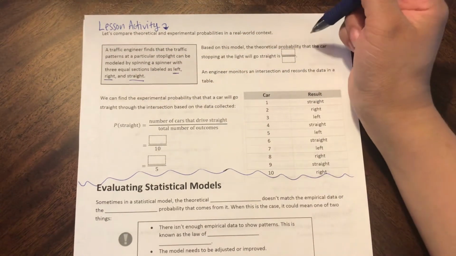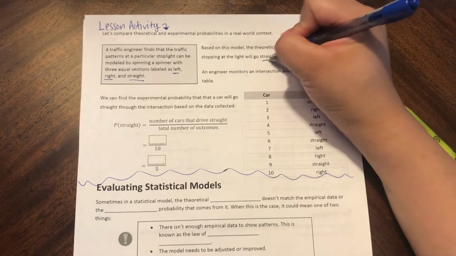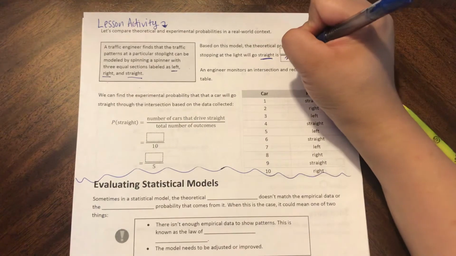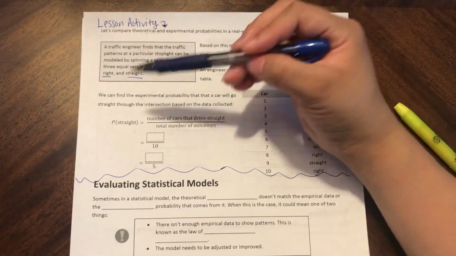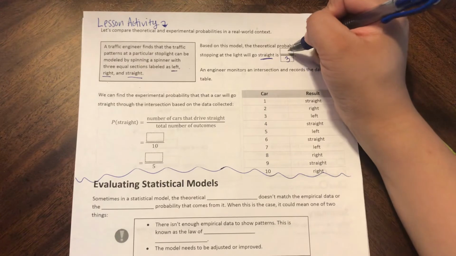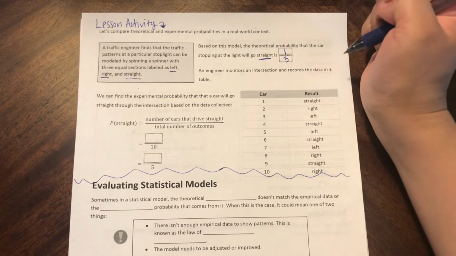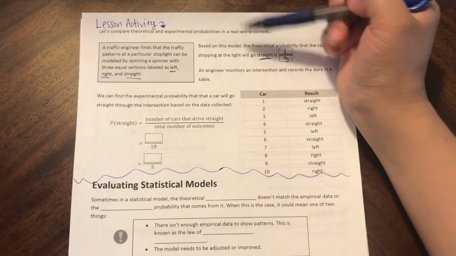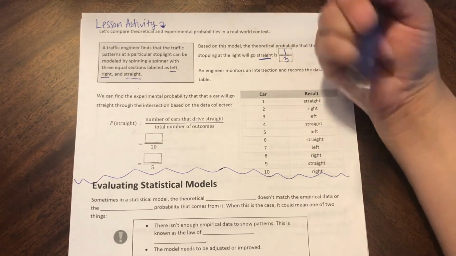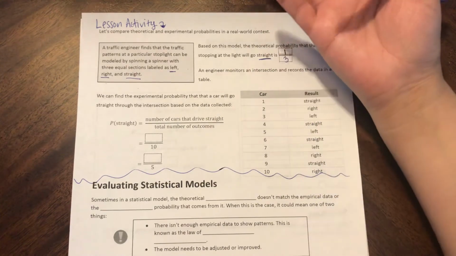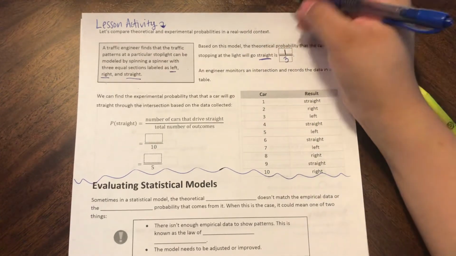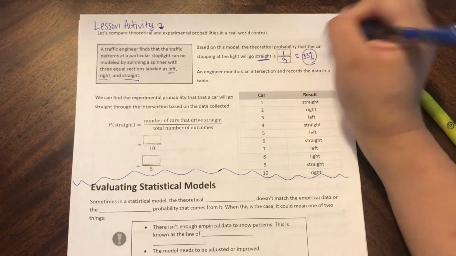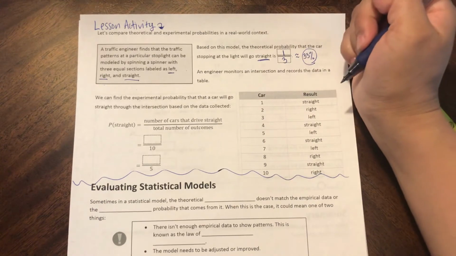Based on this model, the theoretical probability that a car stopping at the light will go straight is, well, there's 3 outcomes. So it's going to be 3 on the bottom. And I want to know if I pick straight, that's going to be 1 out of the 3 choices. So straight is 1 out of the 3 choices. So this is a theoretical probability. We're not sitting there and actually testing out how many cars go straight. Which they don't ask you, but that's about 33%. I took 1 and I divided it by 3, and that's how I get that number.